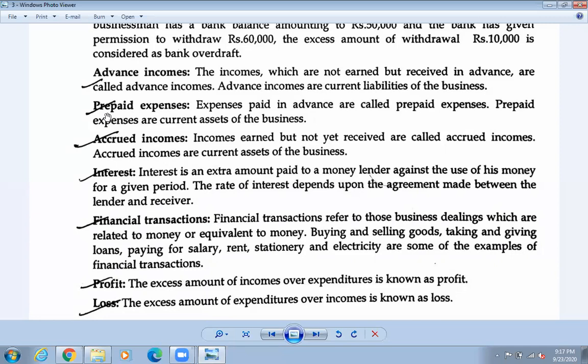Some people pay several years after spending. Somebody pays before the date, before the purchasing. So if you pay before purchasing, that is called prepaid expenses. The expenses paid in advance is called the prepaid expenses, that is, the amount of the expenses paid before the date of expenditure.